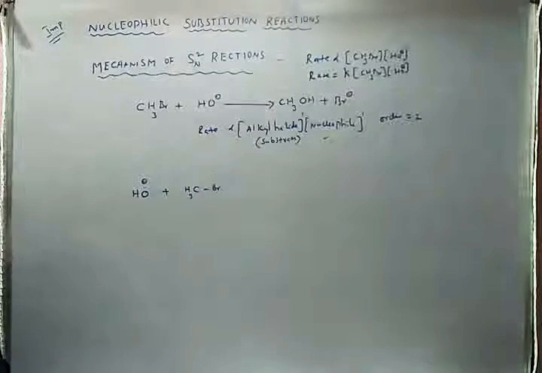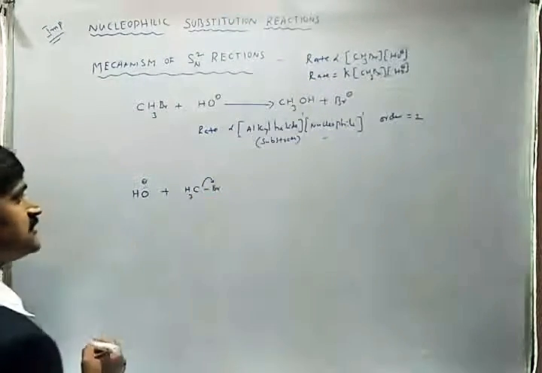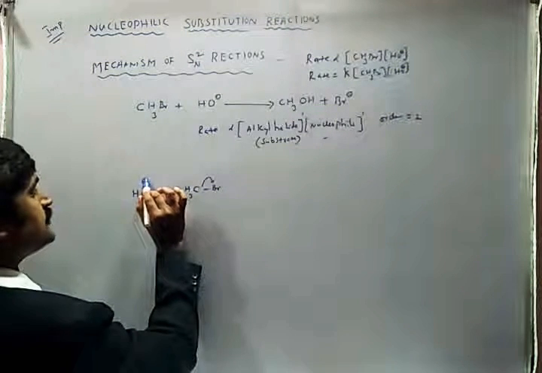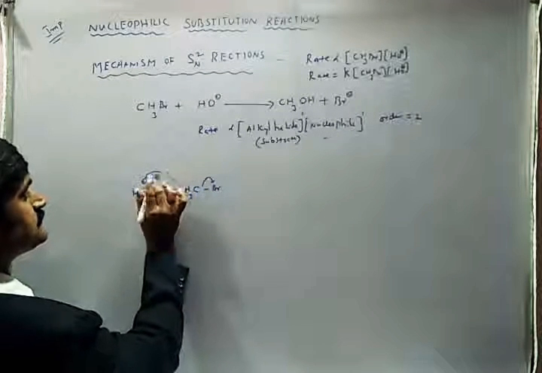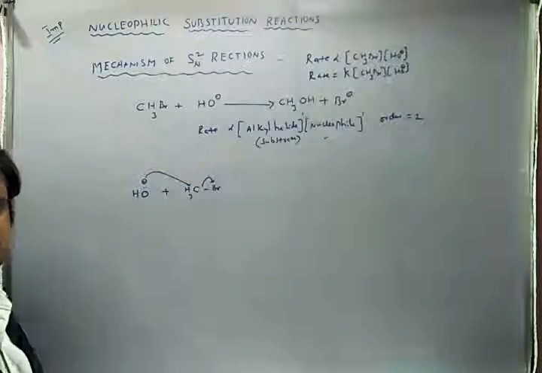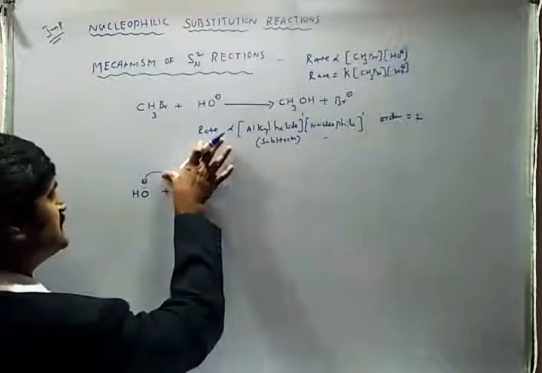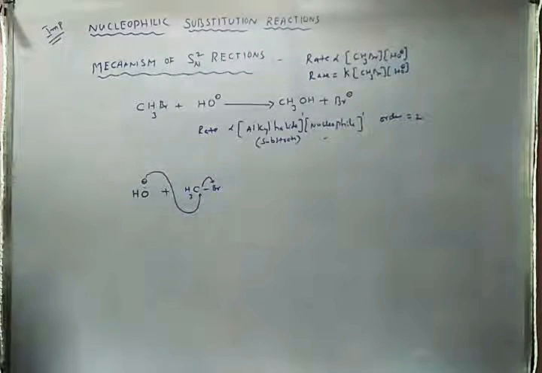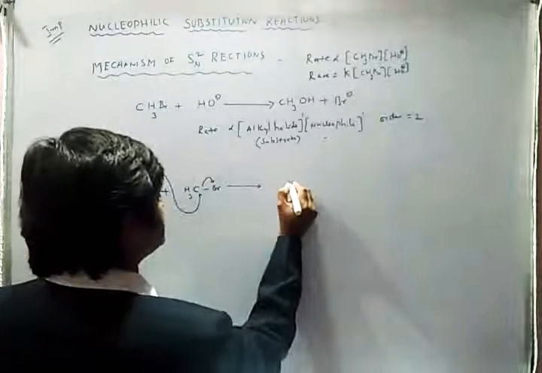This is the carbon, and the bond between carbon and halogen is completely shifting towards the halogen. At that time, what will happen? The negative charge of this nucleophile starts moving towards this carbon. That is the main aspect of this reaction. Or you can also write it in a different way, with an arrow like this. After that, what is the product?